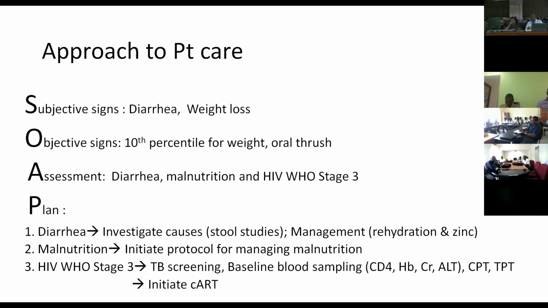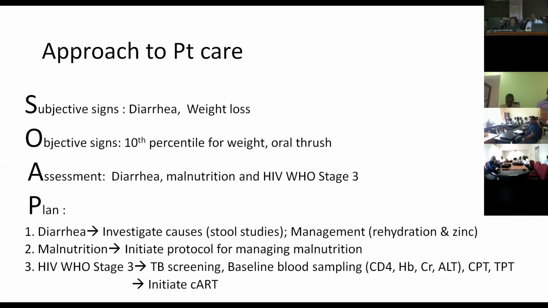So in our plan, we have to look at the first problem, which is diarrhea. We have to investigate the causes. And as somebody had said, we take the stool for analysis to look for GI opportunistic infections. And then management, of course, has to focus on assessing the hydration status. And when there is dehydration, you have to focus on rehydration, and then also giving zinc sulfate.